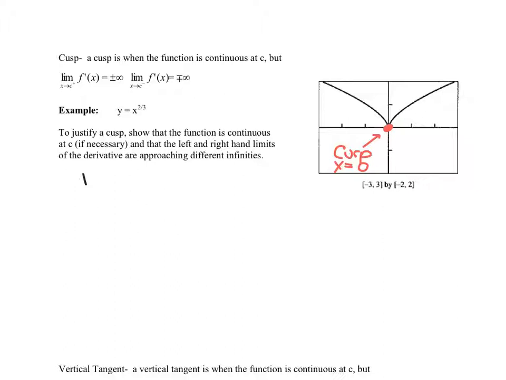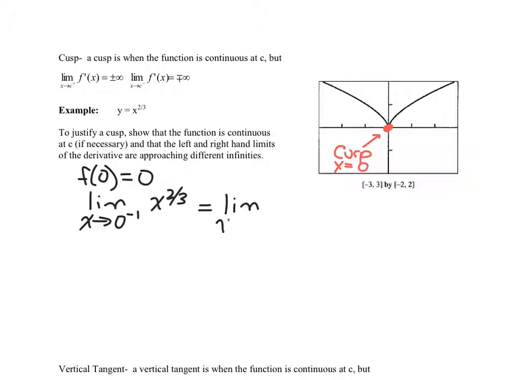So I'm going to find first f of 0, which is 0. The limit as x approaches 0 from the left of x to the 2/3 would have to be equal to the limit as x approaches 0 from the right of x to the 2/3. Now, this isn't piecewise. This is direct substitution, so it doesn't matter if you plug it in from the left or from the right, you're going to get the same thing, and in both cases, 0. So therefore, it is continuous.